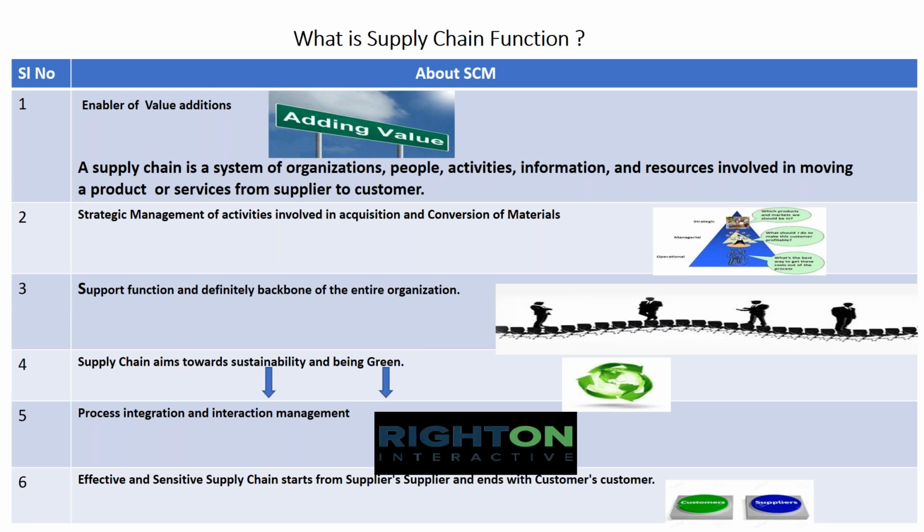So supply chain is basically a strategic management of activities. The first time you do it, and then later on you need to follow it. You need to evaluate, reevaluate and improve. And supply chain is a support function and definitely a backbone to the entire organization. There is no doubt it's a support function and backbone. Now the most important thing here is once we decide a supply chain, we need to aim towards sustainability and being green. I'll come to what being sustainable is.